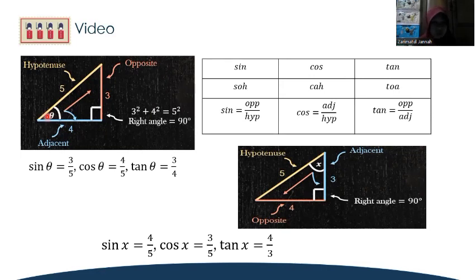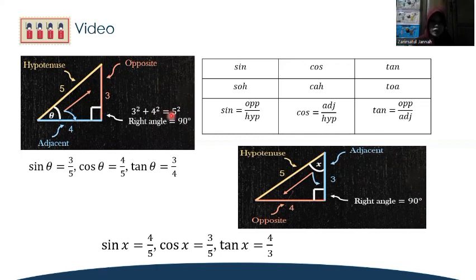Why is this the hypotenuse? We can see on the right: 3 to the power of 2 plus 4 to the power of 2 equals 5 to the power of 2, because 3 to the power of 2 is 9 and 4 to the power of 2 is 16, and adding them is 25, and 25 equals 5 to the power of 2.